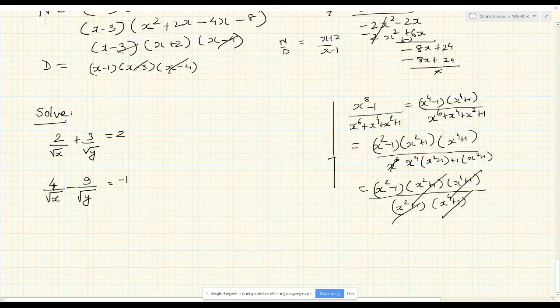X is 4 and y is 9. 1 by 2. X is 4 and y is 9. 1 and 2, 1 plus 1, 2. Yeah, okay. X is 4. So 2 minus 3 minus 1. Yeah, correct, Ronak. That's okay.